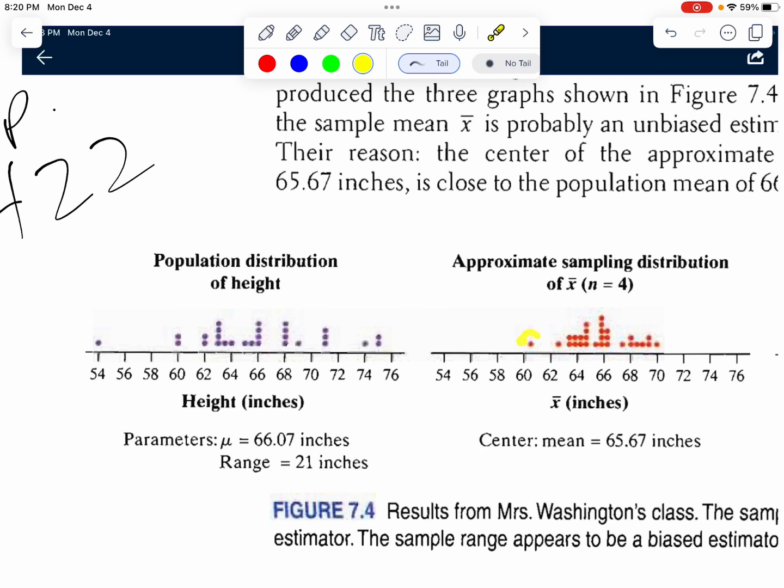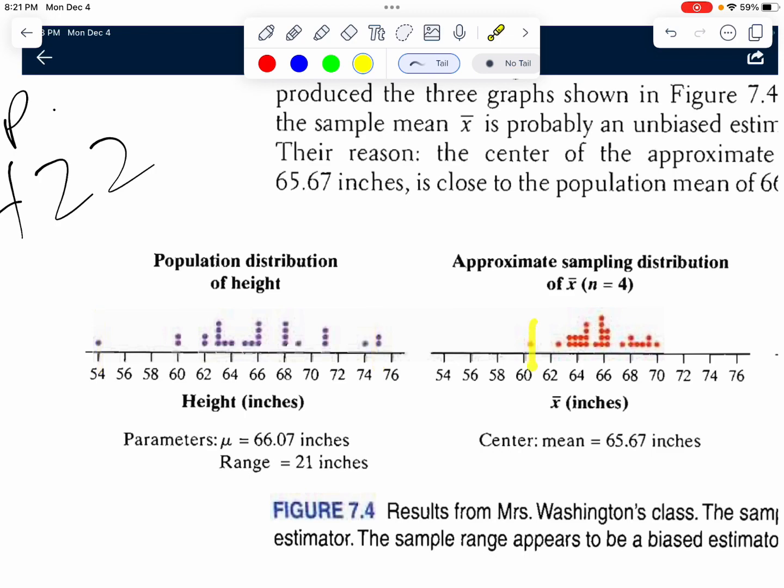And look, my smallest average I came up with was over 60. That's because this really short person got averaged with 3 other people. And it brought the lowest average up to above 60. And look at the mean here. This is the mean of the population, 66.07. And the mean of just the beginning here of the sampling distribution is pretty close to that, which is kind of cool. Okay, the range here goes from 54 to 75, which is what, 21?